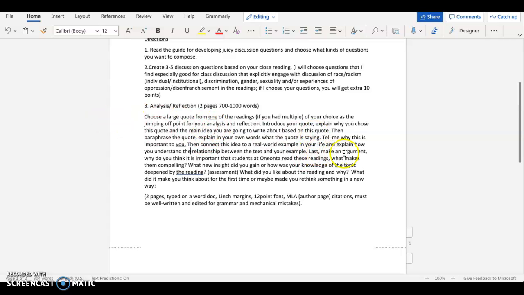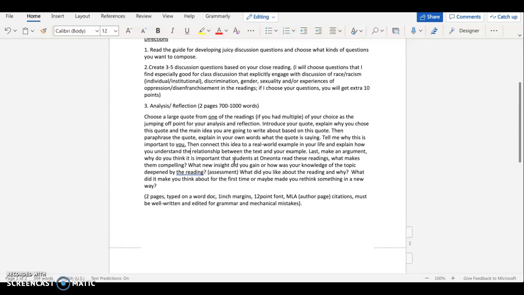So last, I want you to make an argument of why you think it is important that Oneonta students in general read the readings that you signed up for. So why would it be useful for other students who are not in our class to read about the border? Because the Borderlands is about the border, right? So why is that important to you? Or why is it important for other people to read it, right?